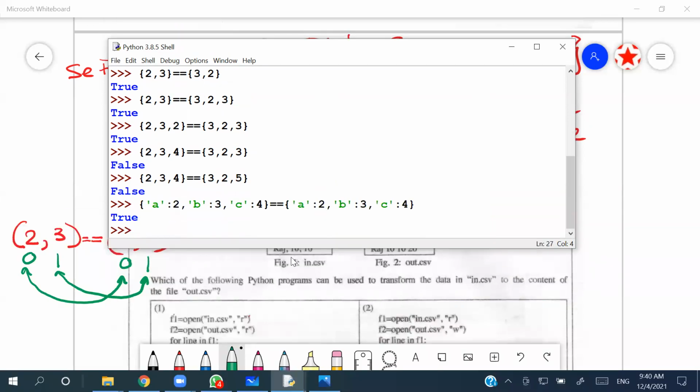Yes, so it says true. So it's the same key and value pairs. There are three pairs on the right hand side, so it's going to give you true because they are identical.